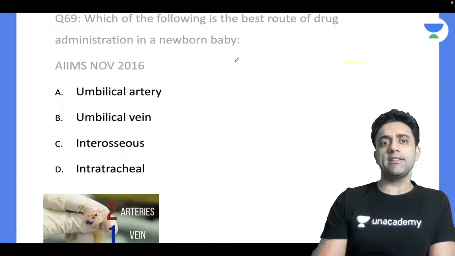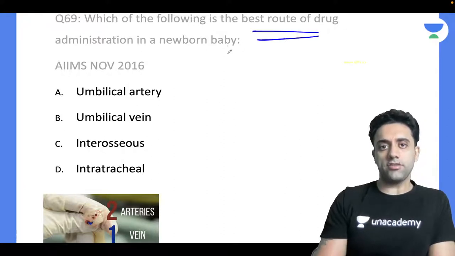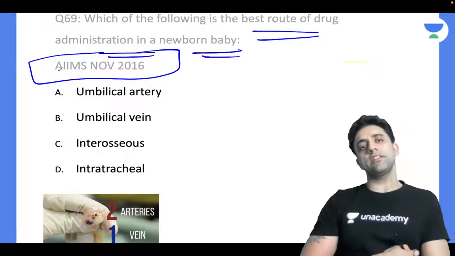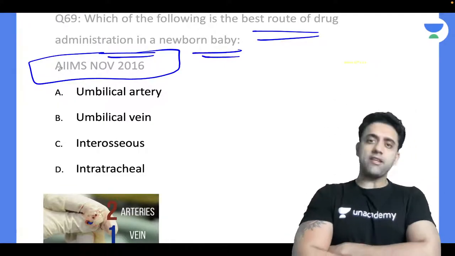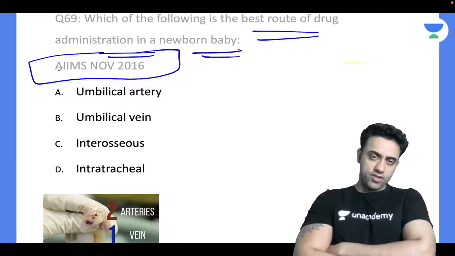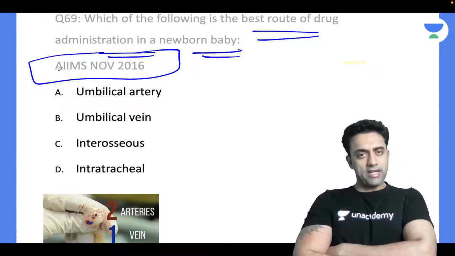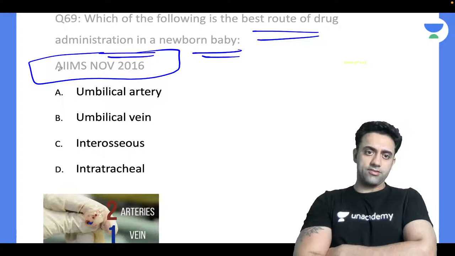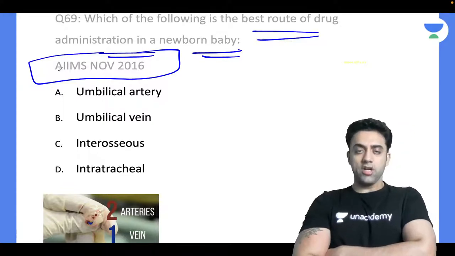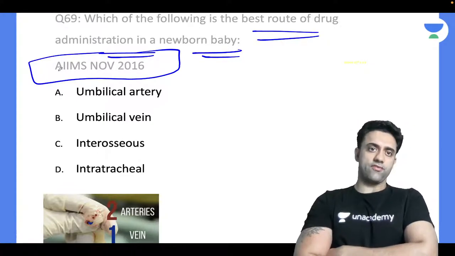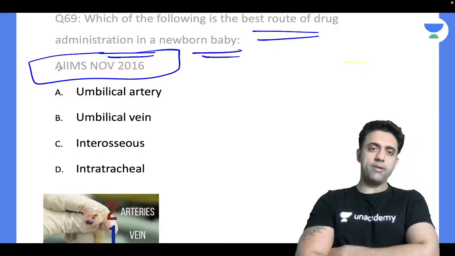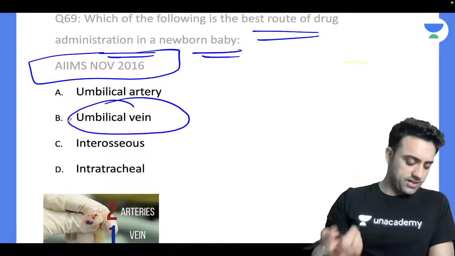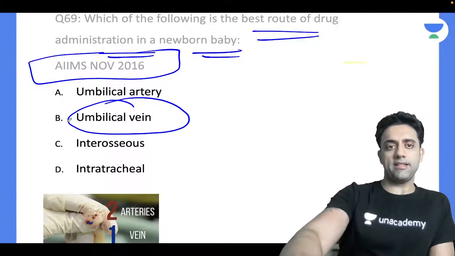Which of the following is the best route of drug administration to a newborn baby? AIIMS November 2016. Umbilical artery, umbilical vein, intraosseous, or intratracheal: which is the best route? So the best answer, anyone? Umbilical vein, UVC, umbilical venous catheter is the best answer.